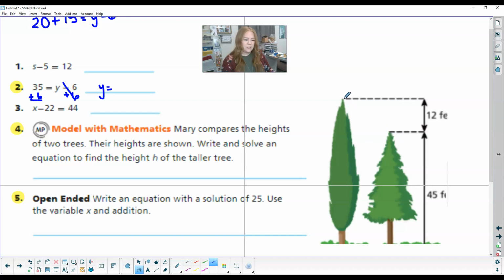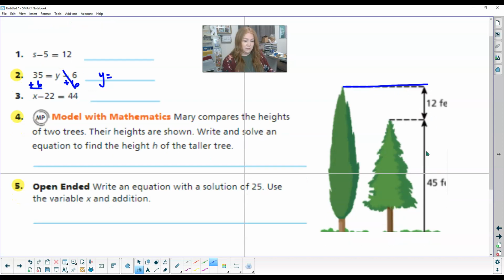Okay, number 4 says that Mary compares the heights of 2 trees. So we've got this tree is, well, no, that's not what that says. Okay, let me look over here. This tree is 12. Oh my gosh. Numbers are hard this morning. Okay. This tree here is 45 feet.